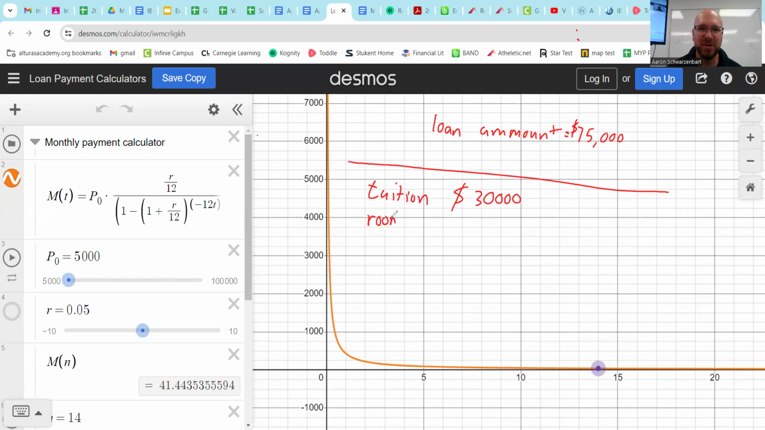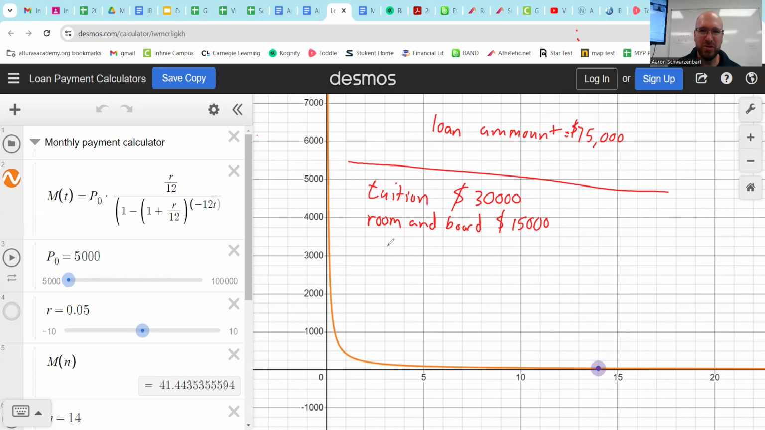Some of you will have something called room and board. And that'll be something like 15,000. I'm using nice round numbers. Okay. Do you guys know what room and board includes? So it's your room that you live in, your dorm room, and meal plan.